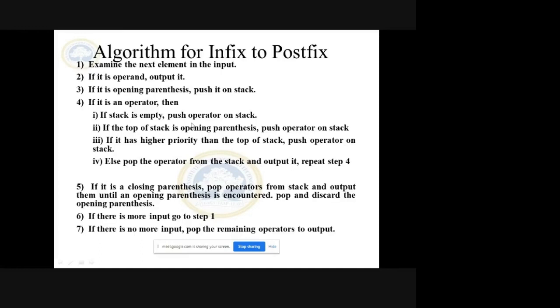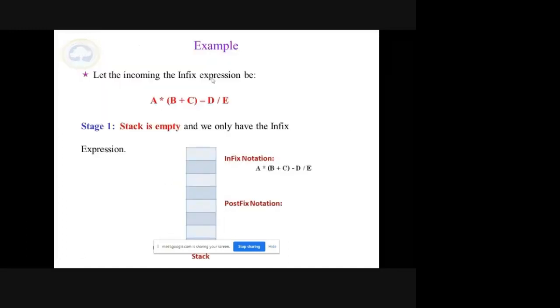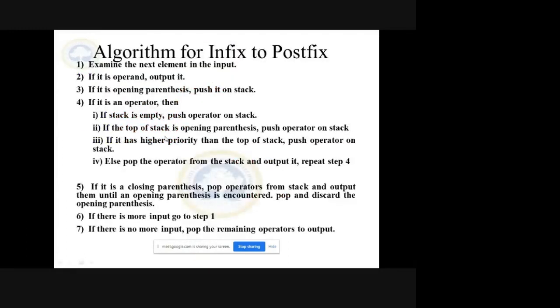Or else, if there is already an operator inside the stack, you have to compare the input operator, the incoming operator, with the operator inside the stack. For example, you see here, wait, I'll show you the example next. If the top of the stack is an open parenthesis, you can push.